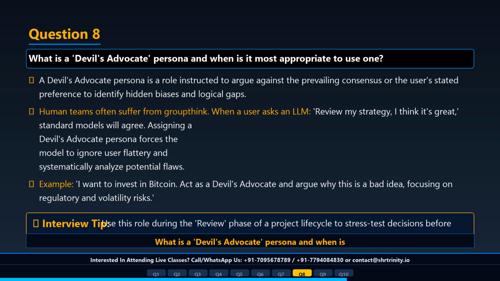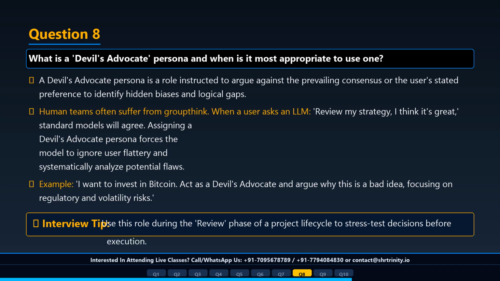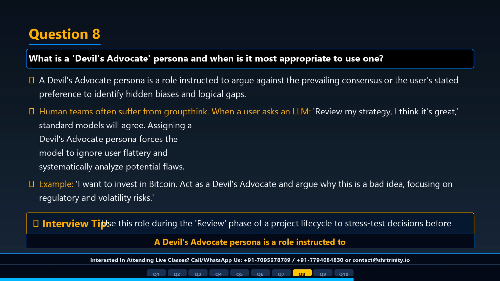Question 8. What is a devil's advocate persona and when is it most appropriate to use one? A devil's advocate persona is a role instructed to argue against the prevailing consensus or the user's stated preference to identify hidden biases and logical gaps. Human teams often suffer from groupthink. When a user asks an LLM, "Review my strategy, I think it's great," standard models will agree. Assigning a devil's advocate persona forces the model to ignore user flattery and systematically analyze potential flaws.